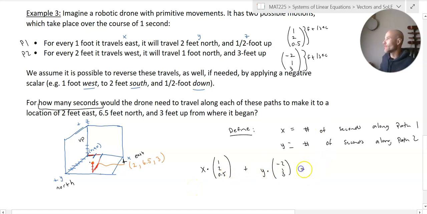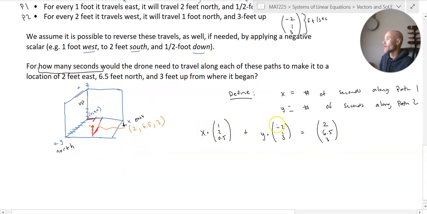And what I want to achieve is total feet. So what total feet do I want? Well, I want 2 feet east. I want 6.5 feet north, both positive, because we're talking about east, north, and then up would be 3. So there's my vector equation. And of course to solve this, we would want to write the system of equations.